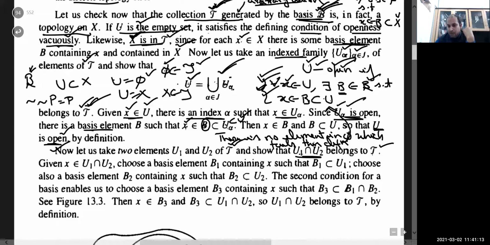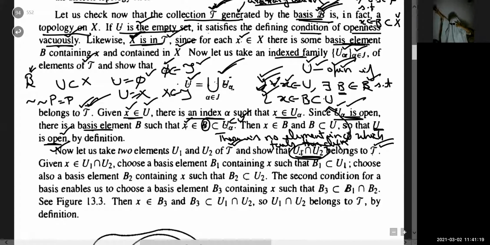So if U1, U2 belong to T, then U1 intersection U2 must be an open set. And what is the requirement? Let me call U1 intersection U2 as U. So for U to be open, in terms of basis, it must satisfy this definition. So the second condition applies.